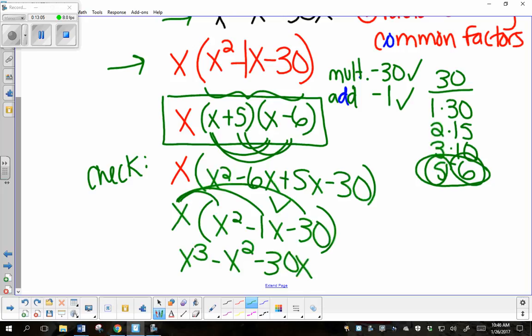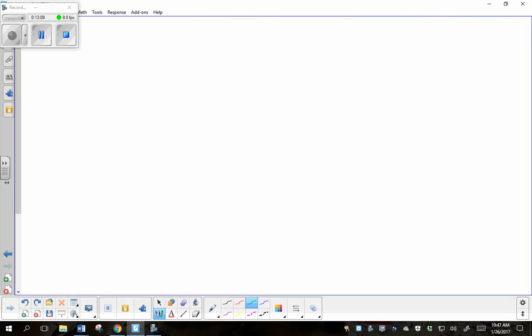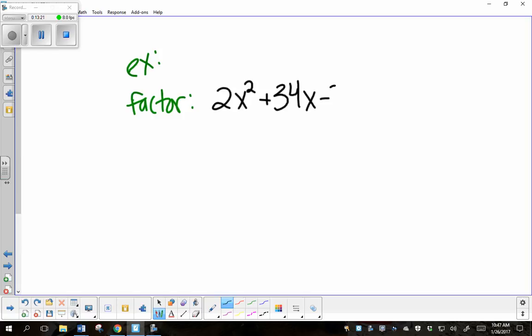Let's try one more example. Oh, no, sorry, two more, but one of them is very short. And we're going to have to factor out a common factor again. So in this one, we're going to factor 2x squared plus 34x minus 220.